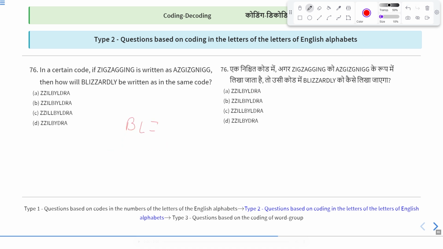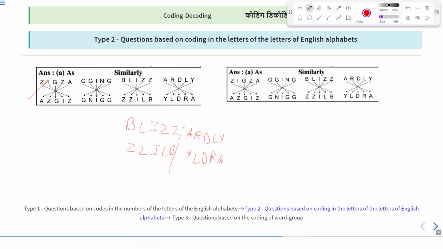So blizzardly, first divide in half, then write the letters in reverse order. So it said ILB, YLD, RA. As you can see, we have to write the letters word in half, then swap the order of the alphabets.